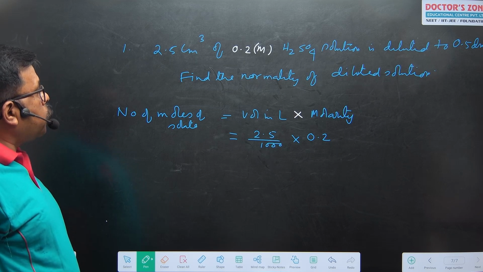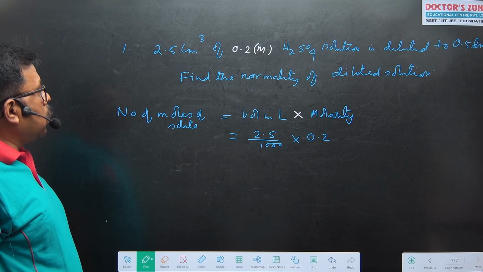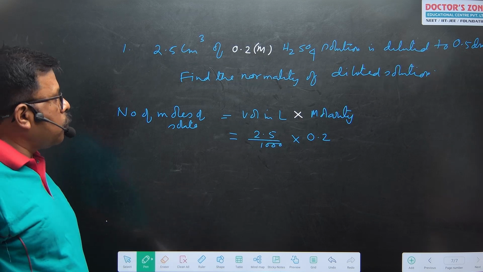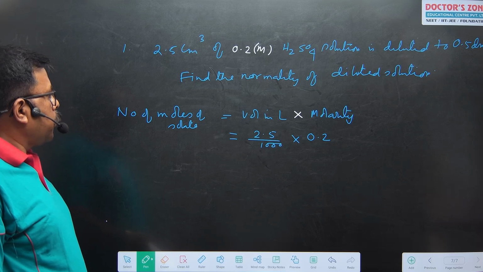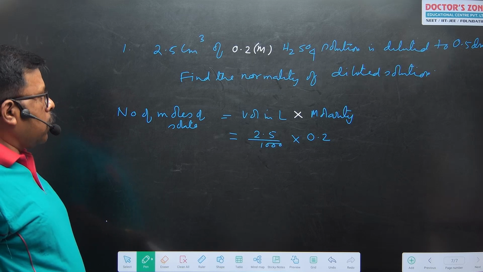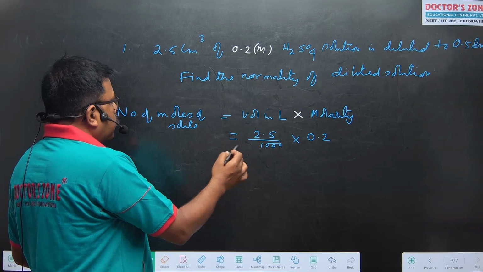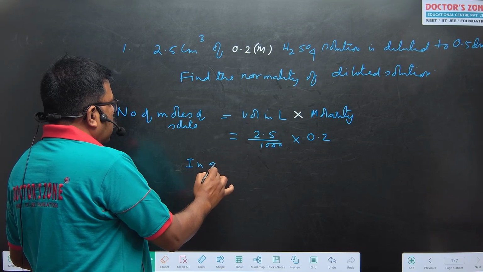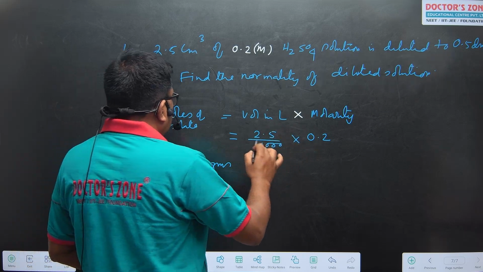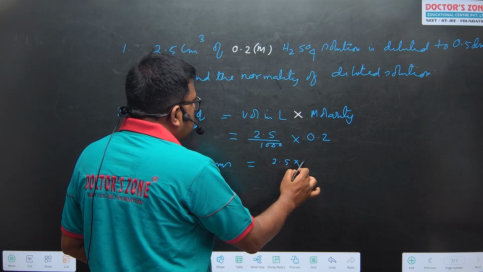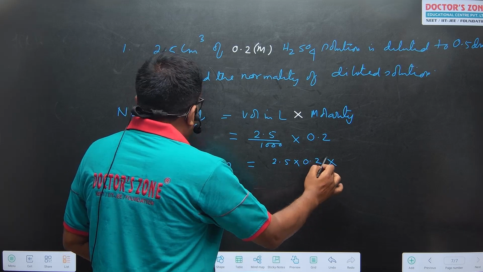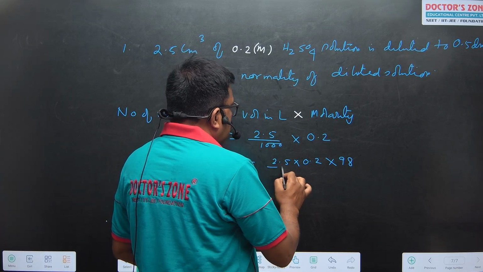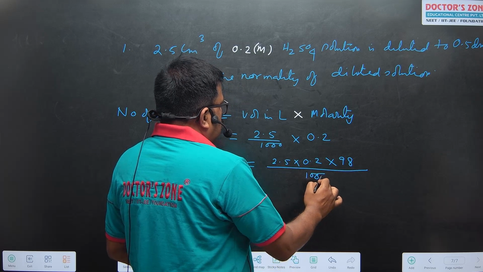Now, since we have to find the normality, we have to find the number of gram equivalents. First, how much is this in grams? In grams, this will be 2.5 into 0.2, number of moles, into molecular mass. Now, the molecular mass of sulfuric acid is 98.